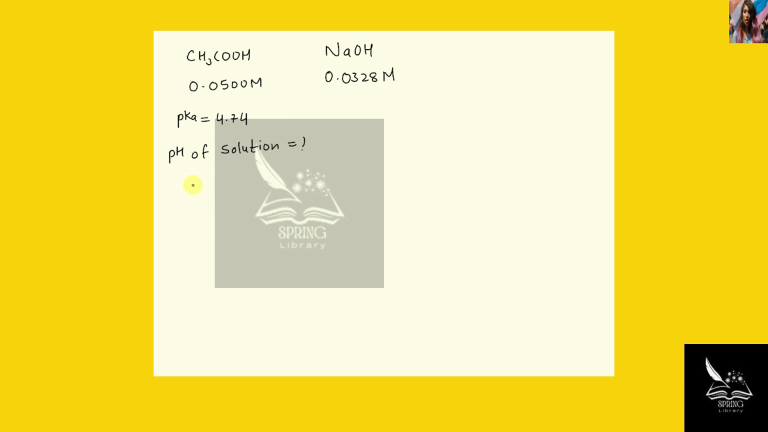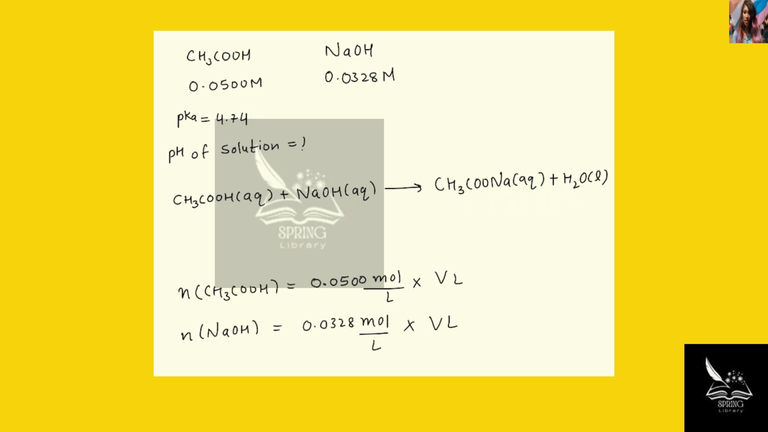Here, first of all, we will write the reaction. We can say acetic acid when reacts with sodium hydroxide, that is NaOH, then it produces sodium acetate and water. Since it is an acid and it is a base, acid reacts with base to produce salt and water.